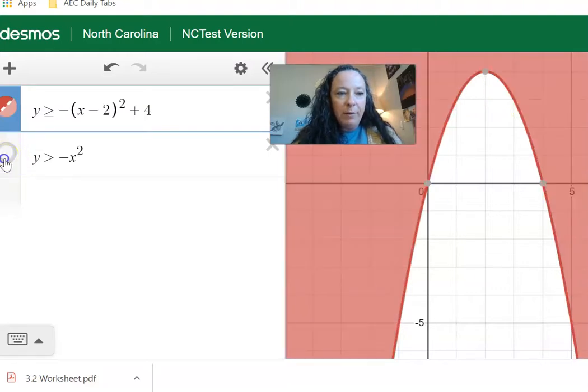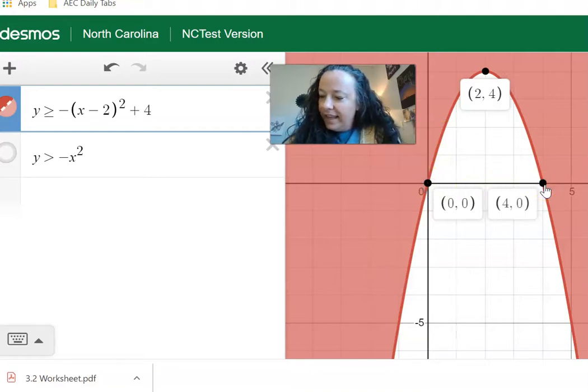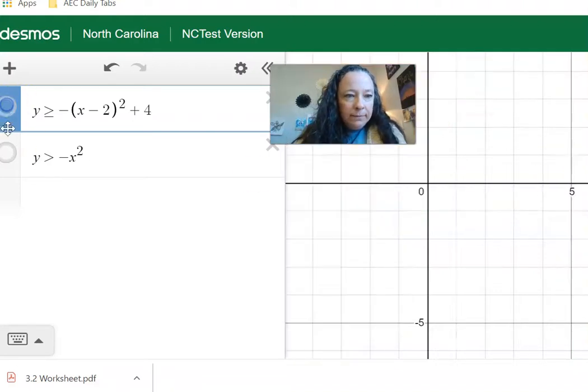I don't know if you saw what I did over here, but if I want it back on there, I just click that circle on the front. All right, so here's the top one. And on my note card, I'm going to write this information down. The vertex is 2, 4. The x-intercepts are 0 and 4. And I'm just going to use those as my corresponding points. That works, okay?